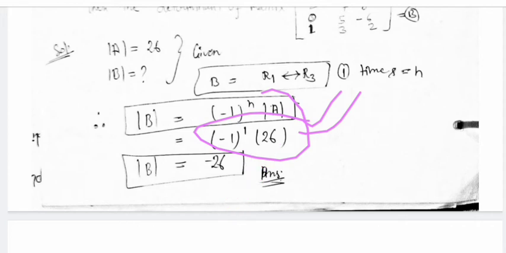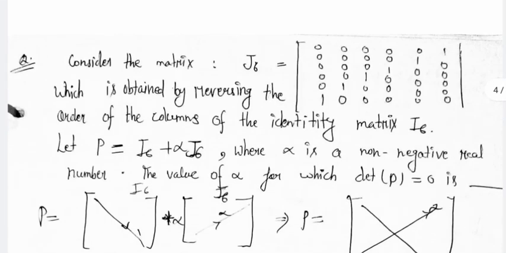Okay, now come to the next question. Here, the next question is defined as: consider the matrix J6. So here J6 is given like that.